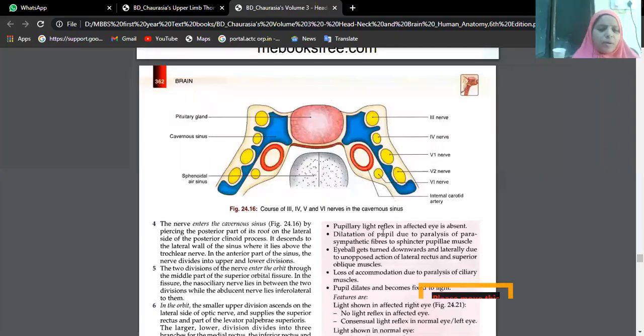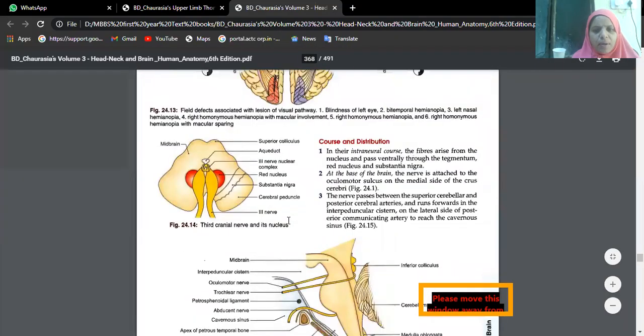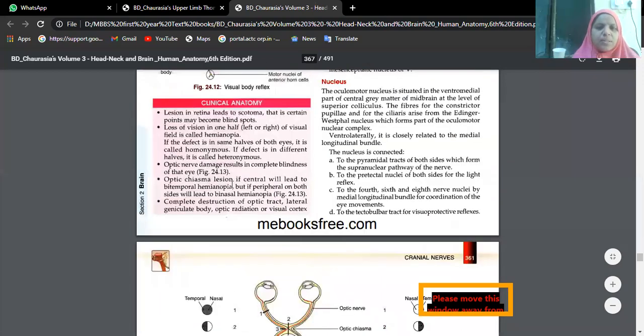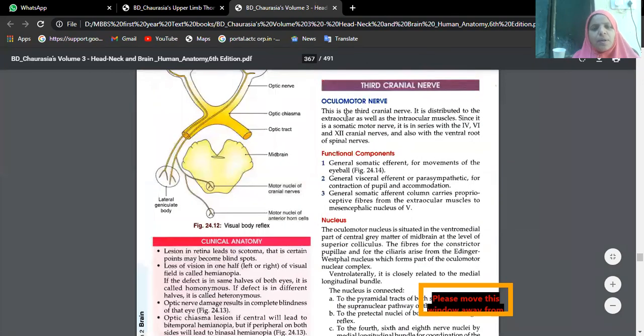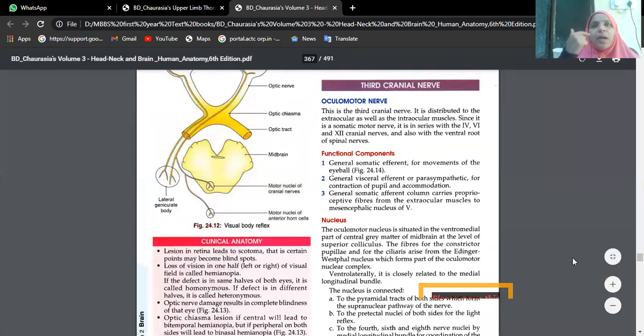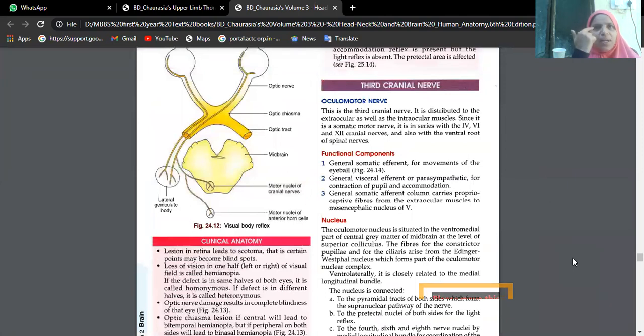Okay, beta. So now we are talking about the oculomotor nerve. The oculomotor nerve is the third cranial nerve, and we know it is supplying the extraocular muscles. If you remember the names of the extraocular muscles, we have superior rectus, inferior rectus, medial rectus, lateral rectus, superior oblique, and inferior oblique. So we have these six very important extraocular muscles.